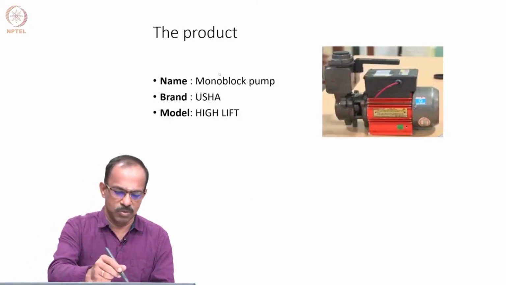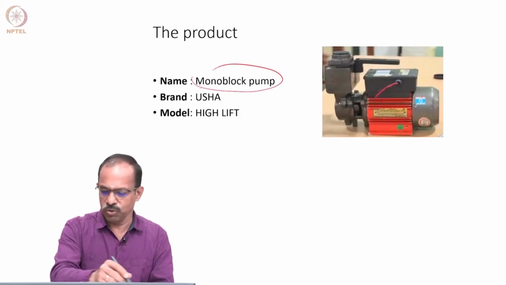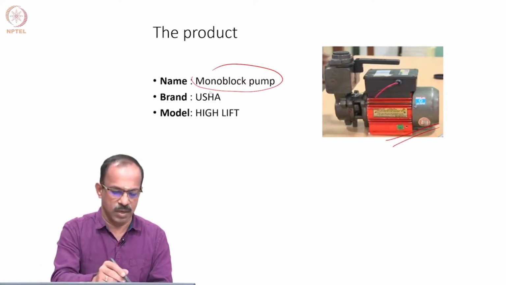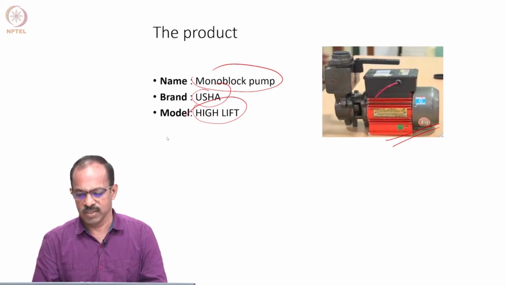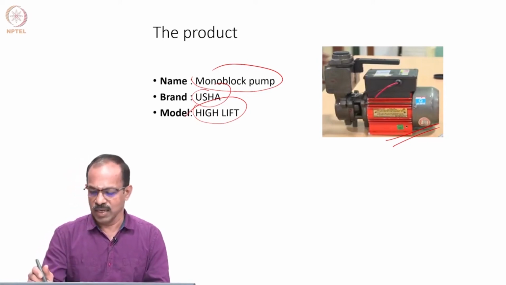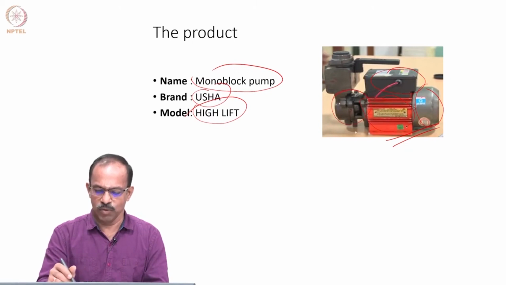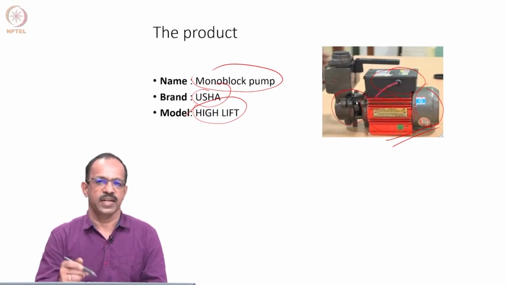So the monoblock pump we are using is shown here. This is again an Usha model, and it's a high lift model. That is the pump you can see. There is an electric supply, and then there is a motor, and there is a pump body, and then you have this assembly over here, which will take input and then deliver the output.